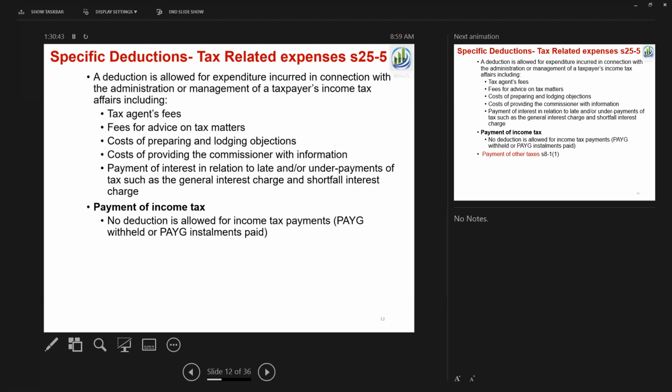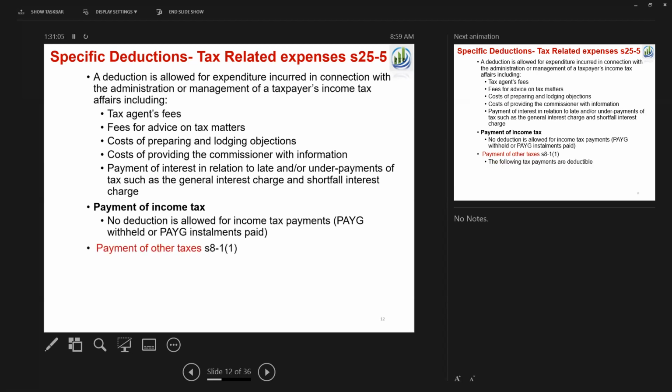So PAYG withholding or PAYG installment is not deductible for the taxpayers. That's a normal rule. That's a tax liability you paid in advance. For the business, the PAYG withholding is already included in the wages. Therefore, no need to deduct again. One more time, double deductions are not allowed.